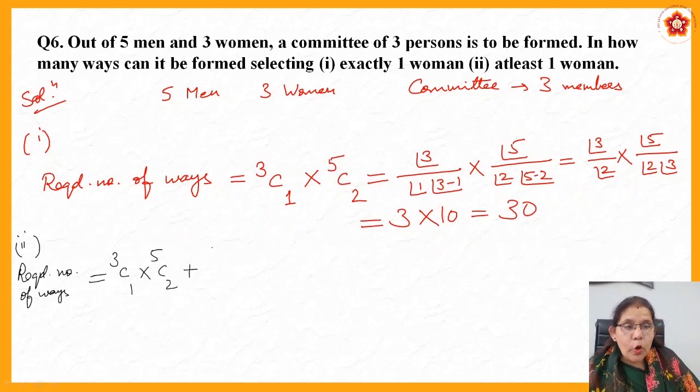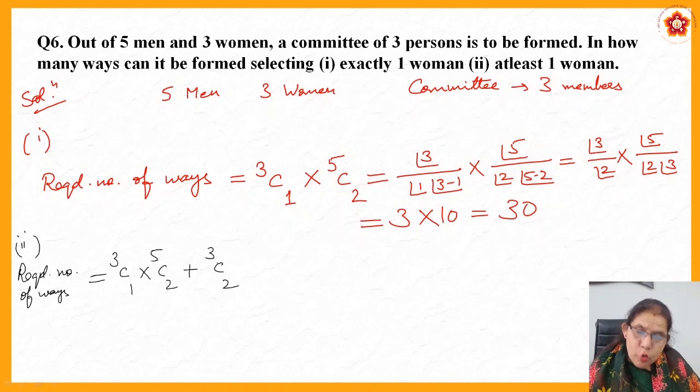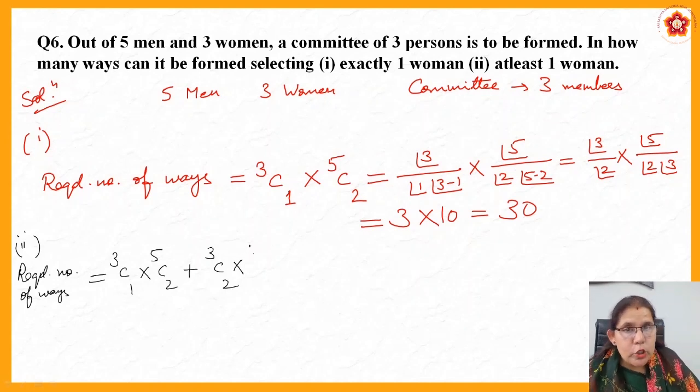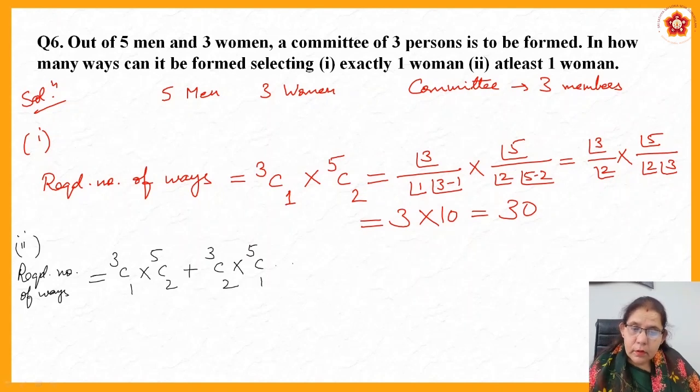Now what could be the second option? If we choose 2 women, then how many men can be chosen? Only 1, because we have chosen 2 women, so only 1 man, and out of 5 we have to choose 1 man. Plus, can we have the committee having all the females?